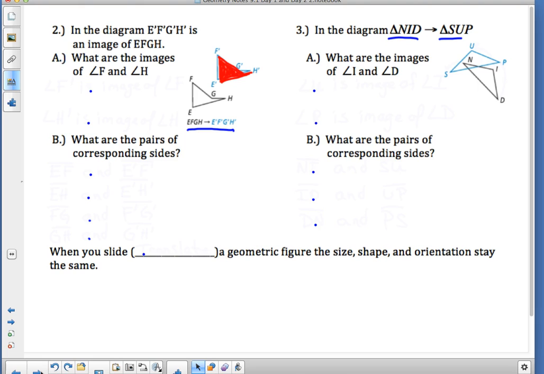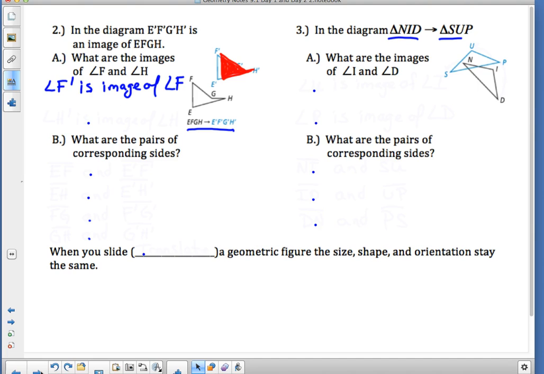In the diagram, E prime, F prime, G prime, H prime is an image of E, F, G, and H. So here's the deal. Which are the images of angle F and angle H? Well, angle F goes to F prime. Angle H goes to H prime. Do you see that correspondence? And it was really nice because we had primes. They don't flip-flop with the primes. So angle F prime is the image of angle F. Please notice how we said that, because angle F is the pre-image of angle F prime. But they asked, what is the image of angle F? Angle F prime is the image of angle F, and you guys find the other one.